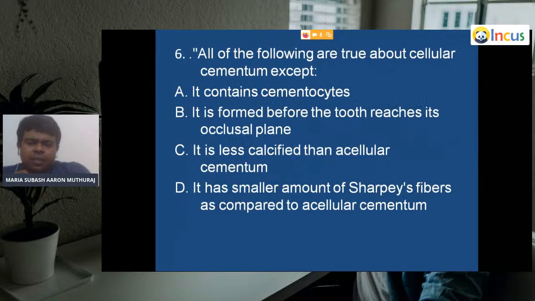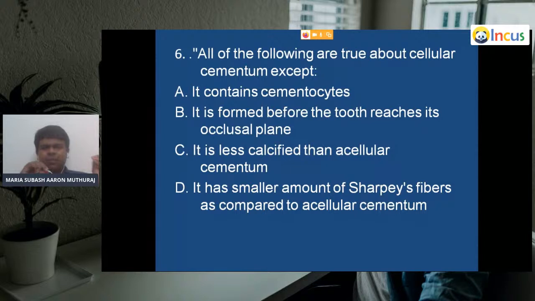All of the following are true about cellular cementum, except. Cellular cementum, as I already told, is of two types: cellular mixed stratified cementum and cellular intrinsic fiber cementum. Cellular cementum contains cementocytes, but acellular cementum won't have cementocytes or cementoblasts in it. That is the main difference between acellular and cellular cementum. Therefore, option A should be correct, because cellular cementum always contains cementocytes.